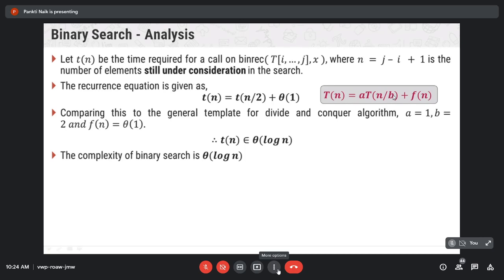Now compare this equation with the master theorem equation, right? So a is equal to 1, right? b is equal to 2 and f(n) is equal to theta 1, right? So for that we get T(n) is theta log n.